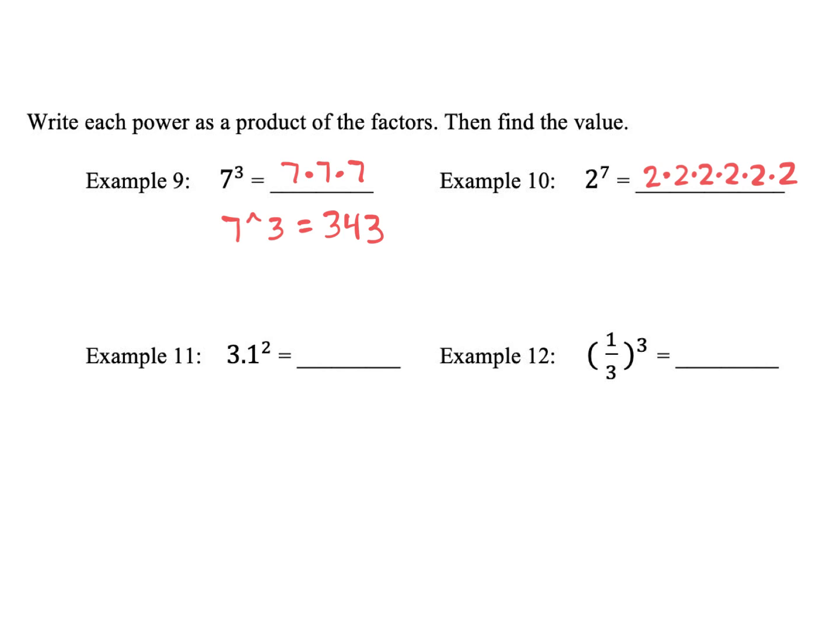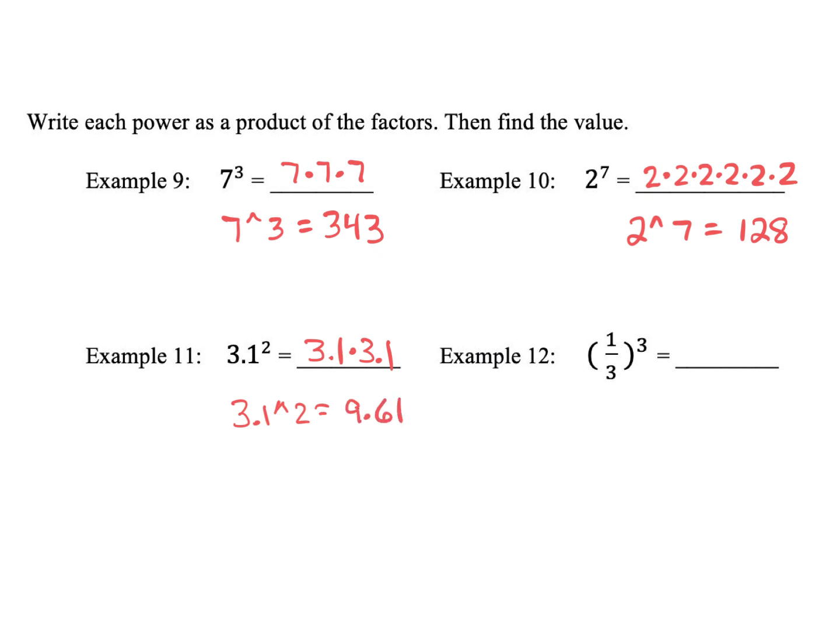Example number 10, we have 2 multiplied 7 times: 2, 3, 4, 5, 6, 7. You can multiply that out as many as 7 times, or you can do 2 caret 7, and our answer is 128. Same kind of thing. Example number 11, we have 3.1 raised to the 2nd power, so 3.1 times 3.1. So 3.1 caret 2.